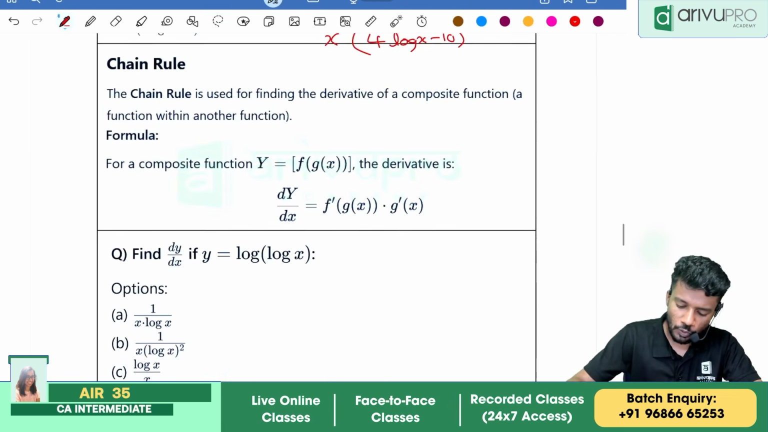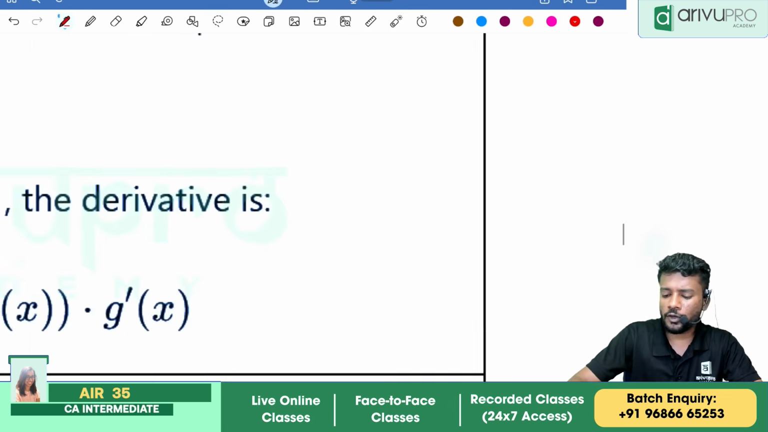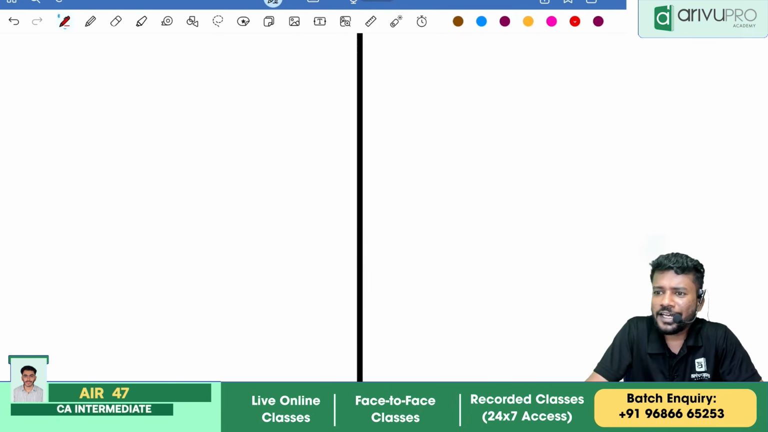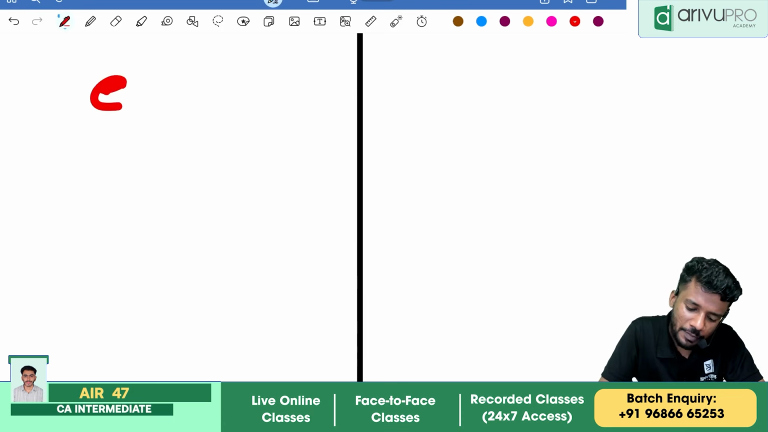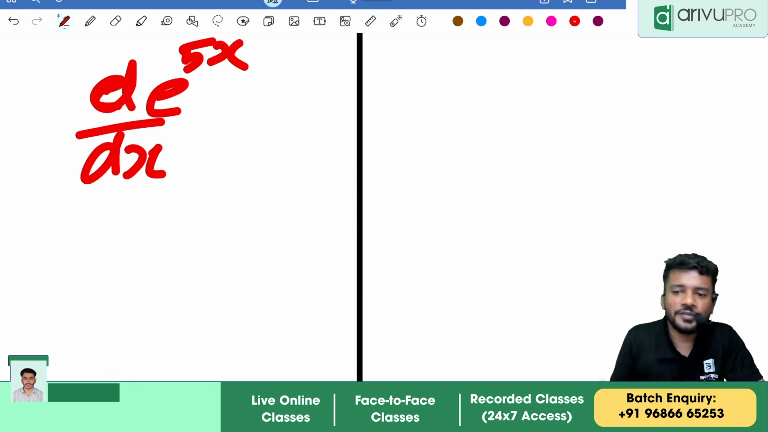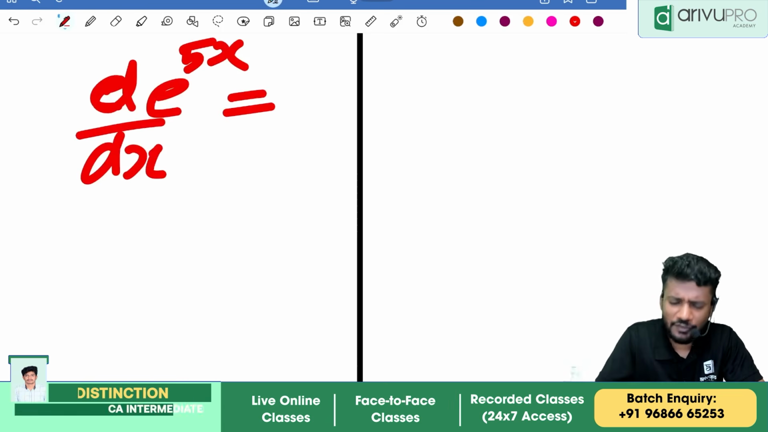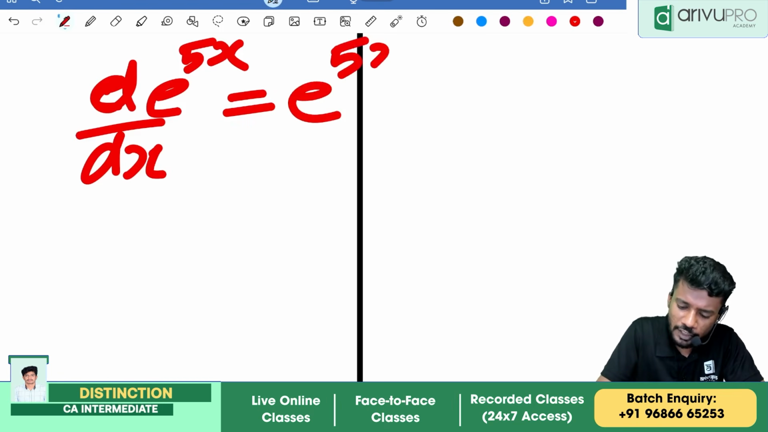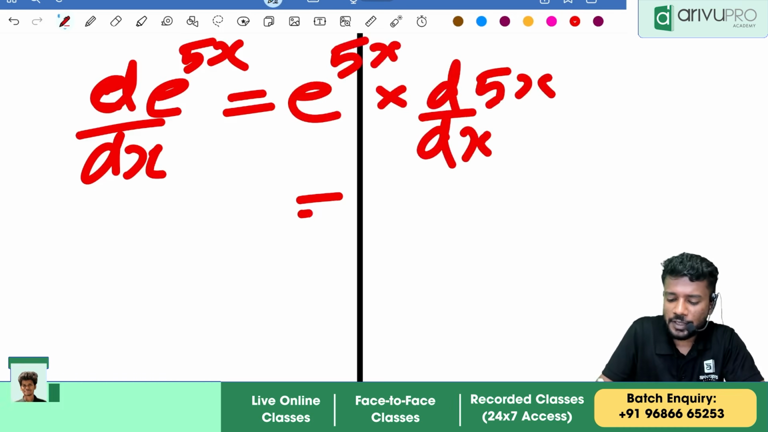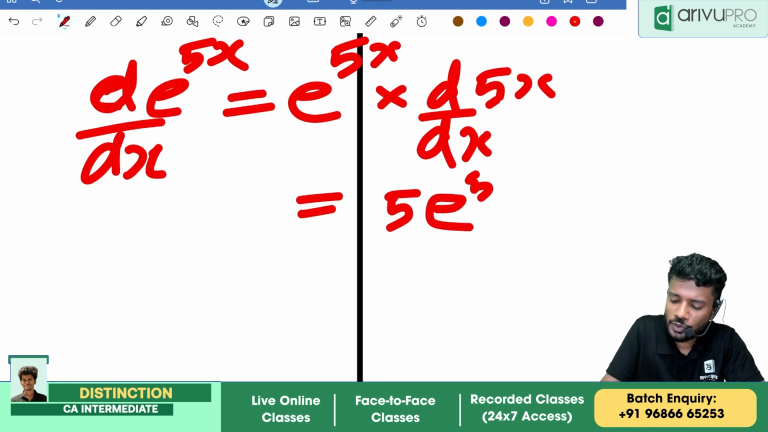That is chain rule. Chain rule I already taught you. If you ask me, I already taught you. When did I teach you? Do you remember d by dx of e power 5x? I told you. So, the derivative of e power 5x, how did we write? E power 5x into d by dx of 5x. That means how much is the answer? 5 e raised to 5x.